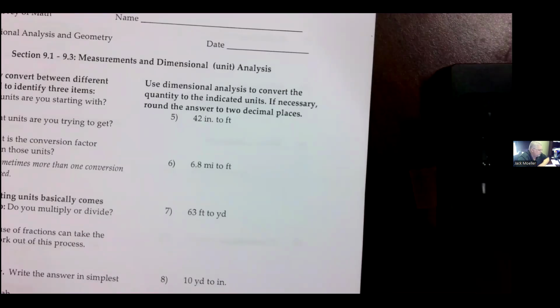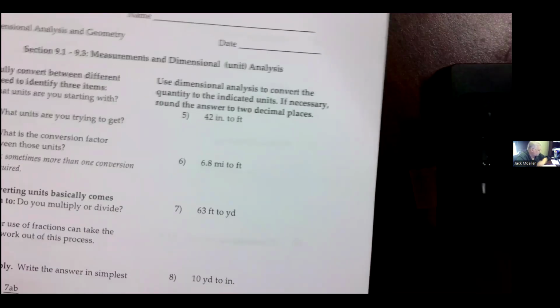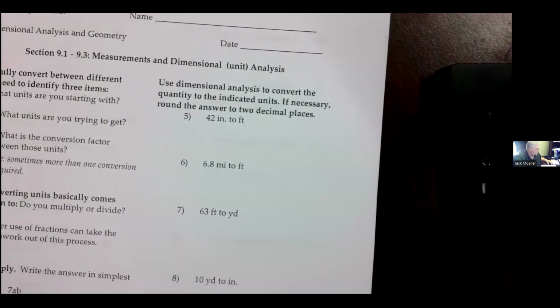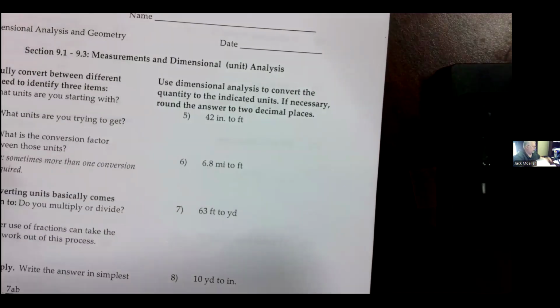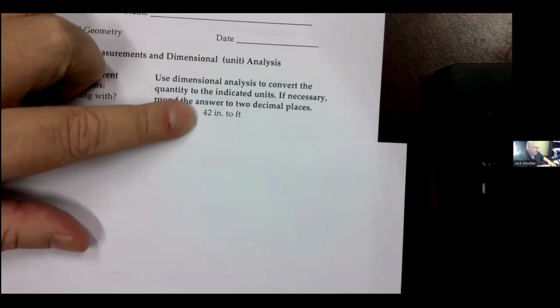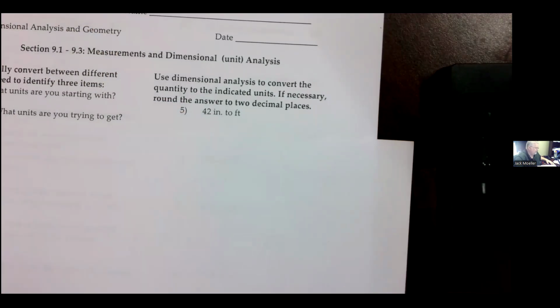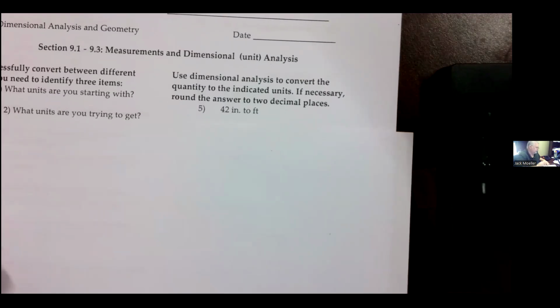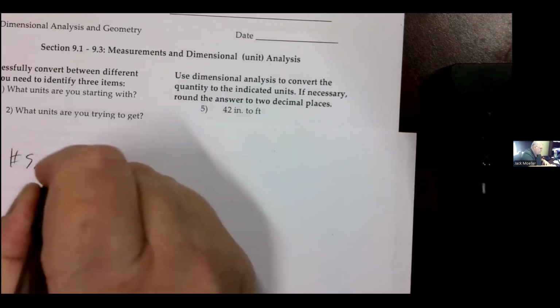Okay, so how do we formally do the dimensional analysis? Well, what do you start with? What are you trying to get to? What are the conversion factors? So I know that for these, like this one, you probably already know you just divide by 12, but why do we divide by 12? Well, here's where dimensional analysis helps us.